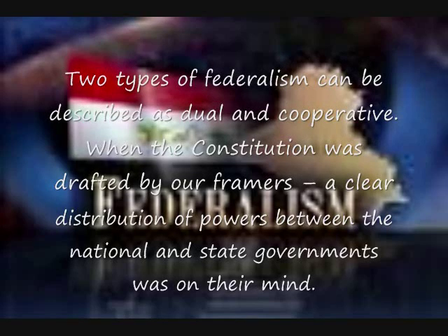When the Constitution was drafted by our framers, a clear distribution of powers between the national and state governments was on their mind. This is known as the dual federalism that we can compare to this piece of layer cake. The top layer is the federal government with its enumerated powers found in our Constitution, the supreme law of this land, like coin money, declare war, provide military, make treaties with foreign governments.